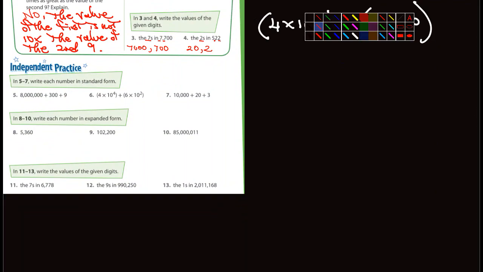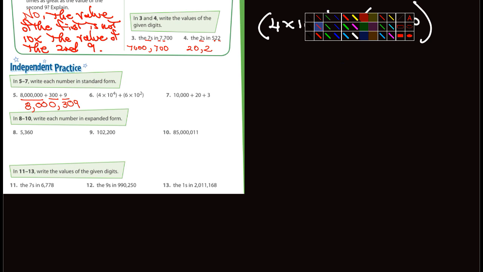It says write each number in standard form. Do you remember what standard form is? That's just the number itself. So I'll do the first one for you here. Looks like this is going to be 8,309,000. So I'm going to put 8 million, comma, and then 309. So it's going to be a bunch of zeros, 0, 0, 0, and then 300, and then another 0, and a 9 in the ones place. Okay.